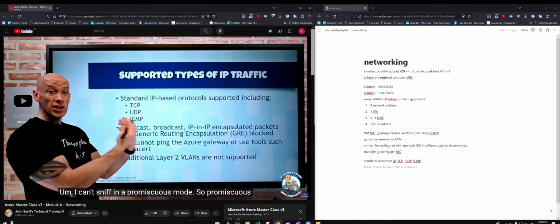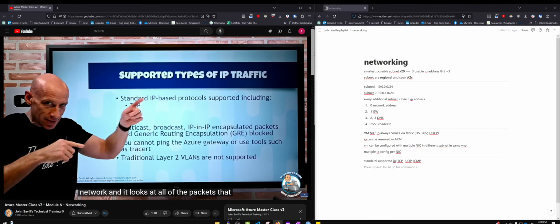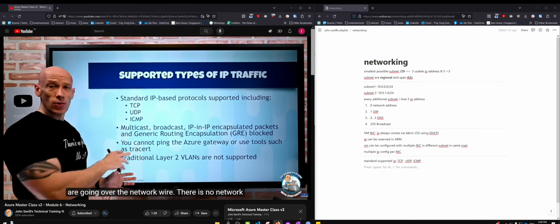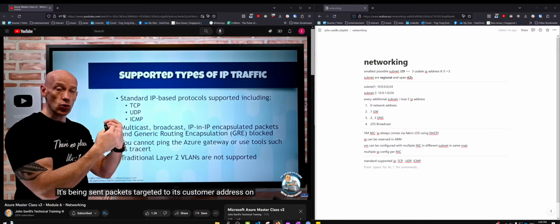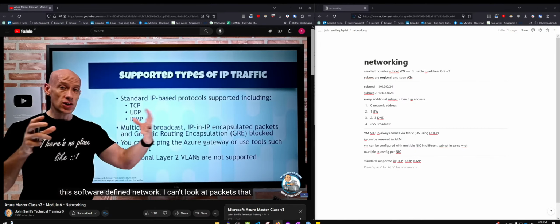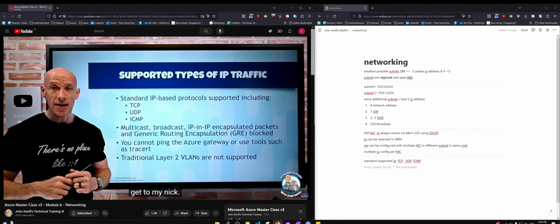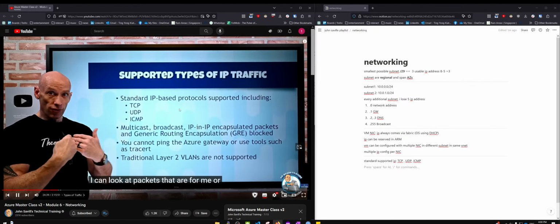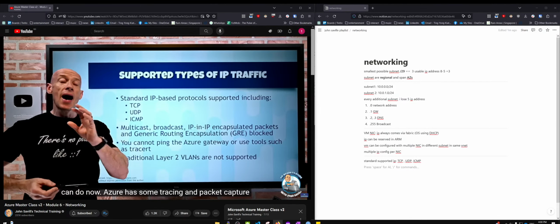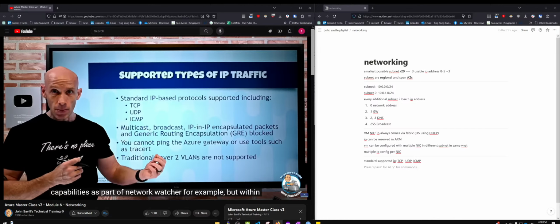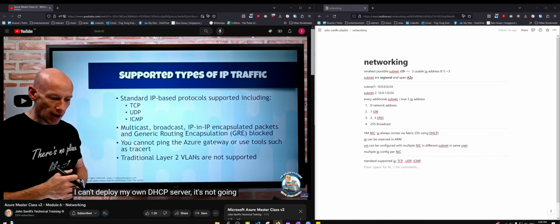I can't sniff in a promiscuous mode. So a promiscuous mode network sniffer is, hey, I put a device on the network and it looks at all of the packets that are going over the network wire. There is no network wire for the NIC. It's being sent packets targeted to its customer address on this software-defined network. I can't look at packets that are going over the wire to other people. They'll never get to my NIC. I can look at packets that are for me or from me locally in my VM, but that's all I can do. Now, Azure has some tracing and packet capture capabilities as part of Network Watcher, for example, but within the guest, I can't look at packets for other people.